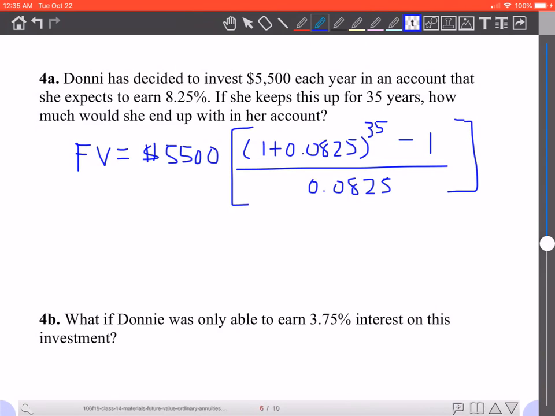So this is probably going to be a lot of money. Again, $5,500 for 35 years, that is $192,500. So she's going to have definitely at least $192,500. But anyway, let's figure out this growth factor. Minus 1, and we're dividing by 8.25% as a decimal. So this is a growth factor of 182.201126, and that's what's being multiplied by $5,500.